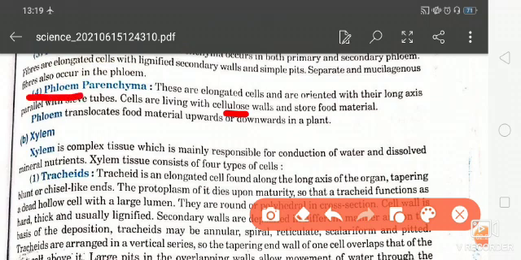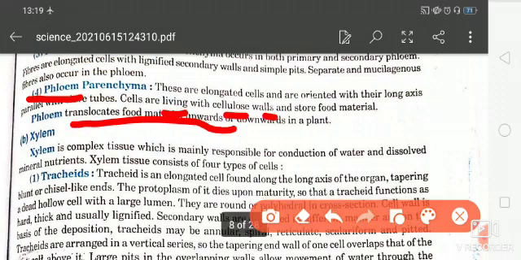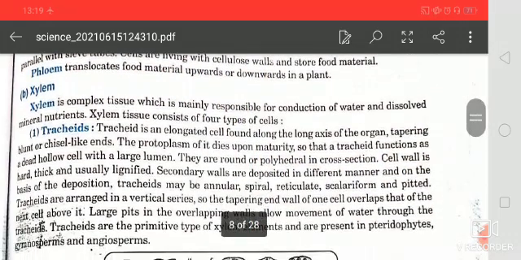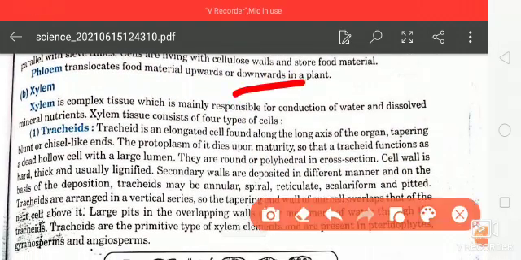This is very important: the phloem parenchyma is living. It has a cellulose wall and stores food materials. Phloem translocates the food materials upward or downward in a plant.